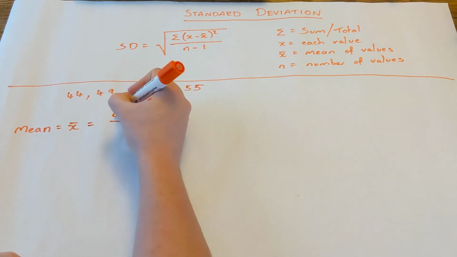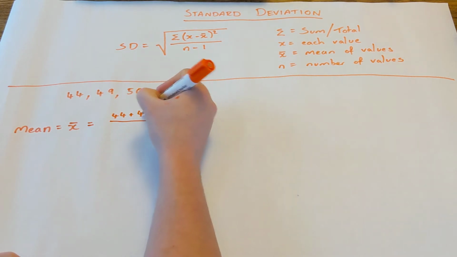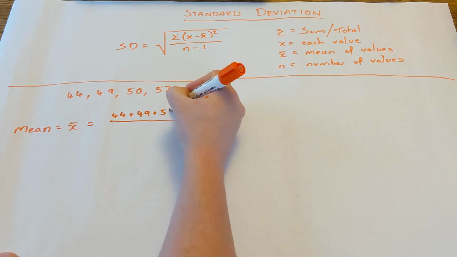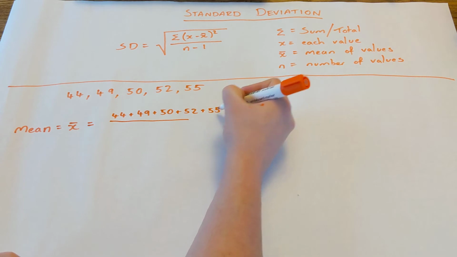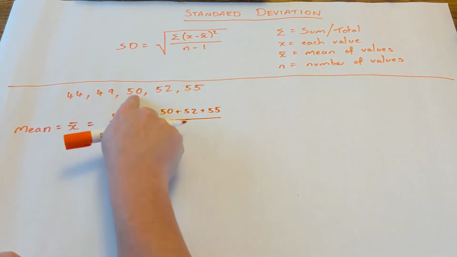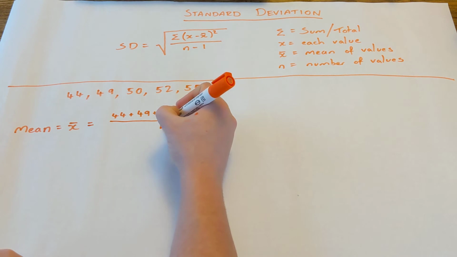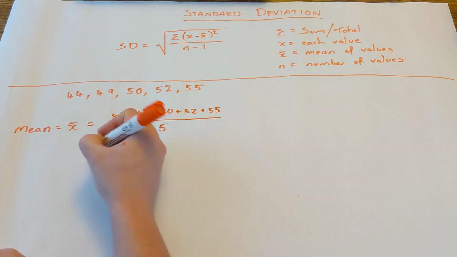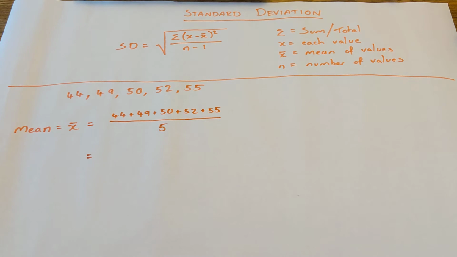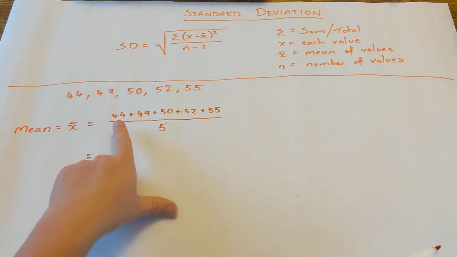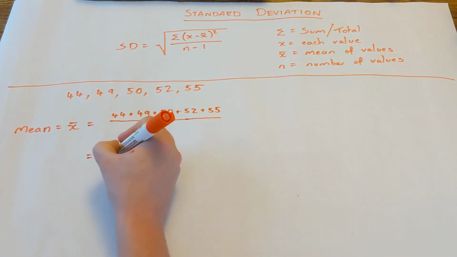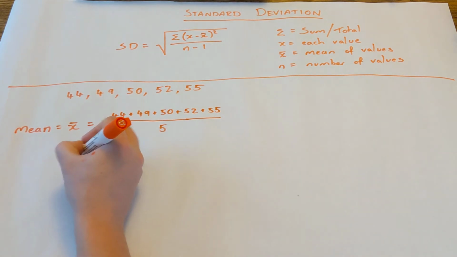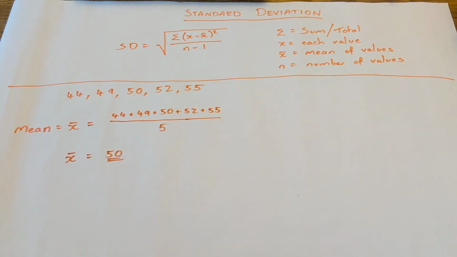So we're going to do 44 plus 49 plus 50 plus 52 plus 55. And we've got 1, 2, 3, 4, 5 values. So we divide it by 5. Remember, you will have your calculator for this, so we don't need to worry about trying this in our heads. If we add all these up and divide by 5, that gives us a mean of 50. Okay, so now we know what our x bar value is.